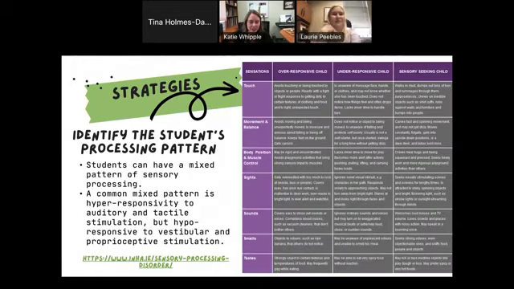So some strategies. Try to identify that pattern, that student's processing pattern. It's important to remember that with our 8 different sensory systems, we could be hyper responsive to one stimulus and then be hypo to another. It's not that we're over responsive to everything. There's a mixture. So we really want to figure out what it is for our kids. A common mixed pattern that we might see is a hyper responsivity to sound, to auditory stimulation, as well as tactile stimulation, but a hypo-responsivity to vestibular or proprioceptive stimulation.